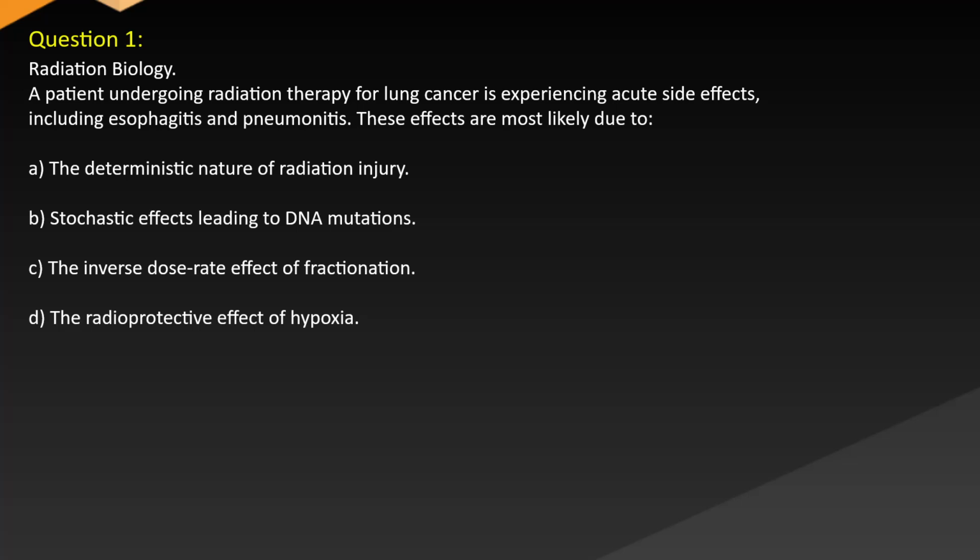Question 1. Radiation biology. A patient undergoing radiation therapy for lung cancer is experiencing acute side effects, including esophagitis and pneumonitis. These effects are most likely due to A. The deterministic nature of radiation injury, B. Stochastic effects leading to DNA mutations, C. The inverse dose rate effect of fractionation, D. The radioprotective effect of hypoxia.